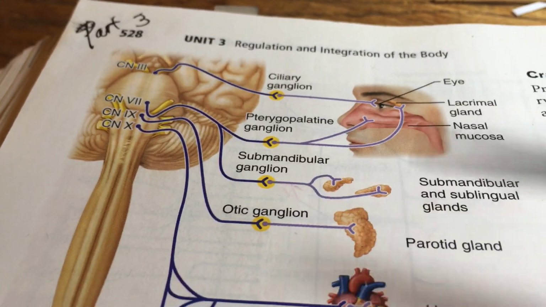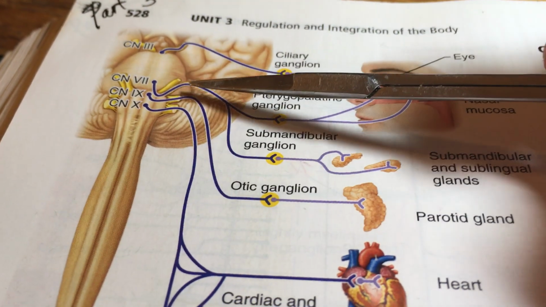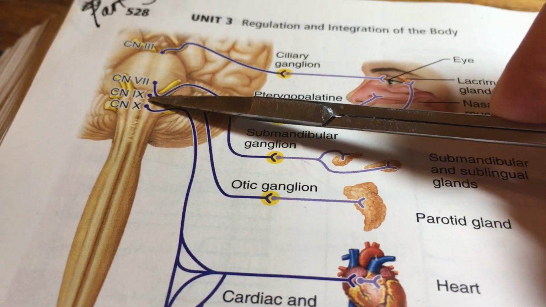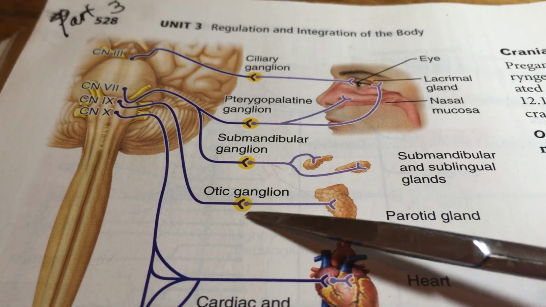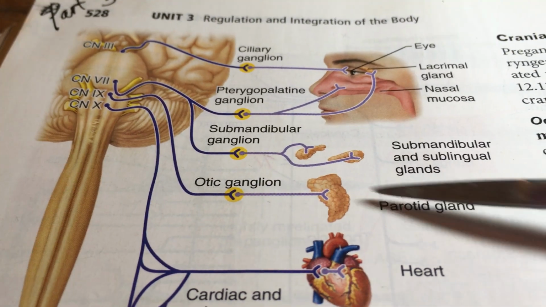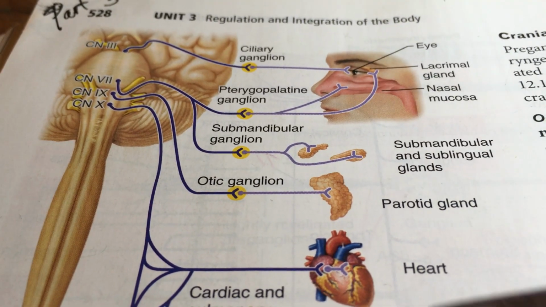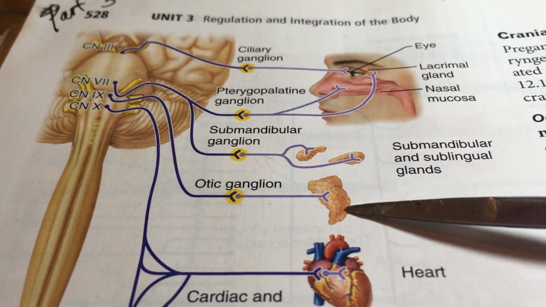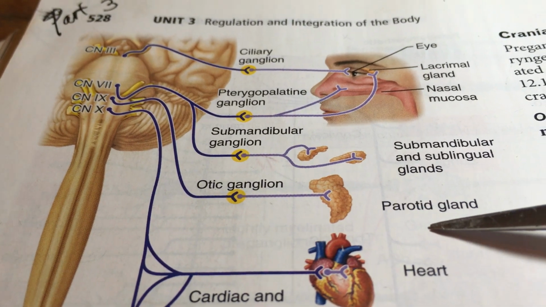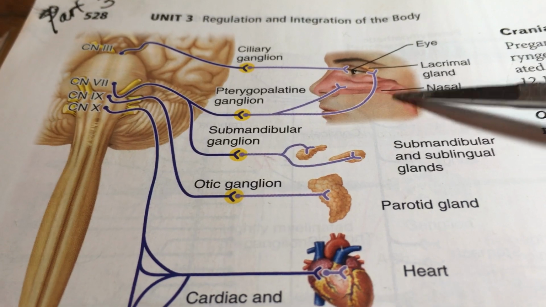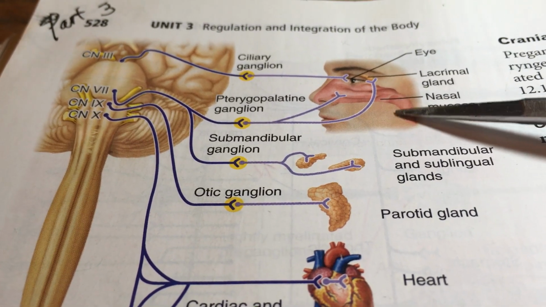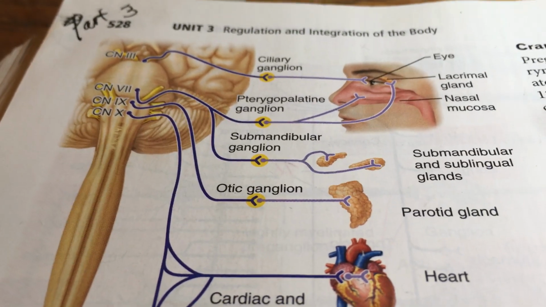Okay, and then the next thing that we have is cranial nerve number 9 coming to the otic ganglion, and ultimately, again, that's in here. And the parotid gland is a third salivary gland. The location of the parotid is right here in front of the ear.